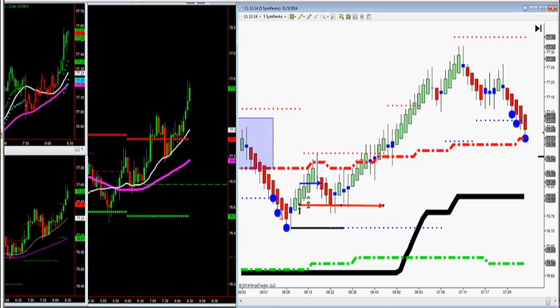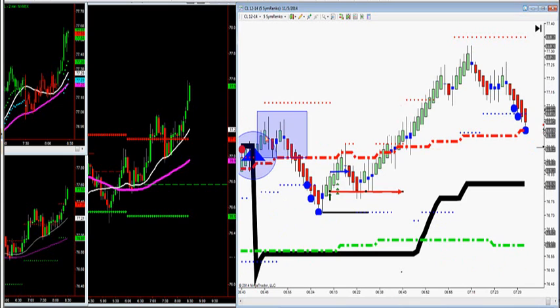Because what we're doing is we're qualifying it with the fib dots. We're qualifying it with market profile. Market profile broke out here, so it told me it's very bullish. We got the fib dot retracement, which told us that's our area. We got the arrow that told us that's our possible Elliott wave 3.